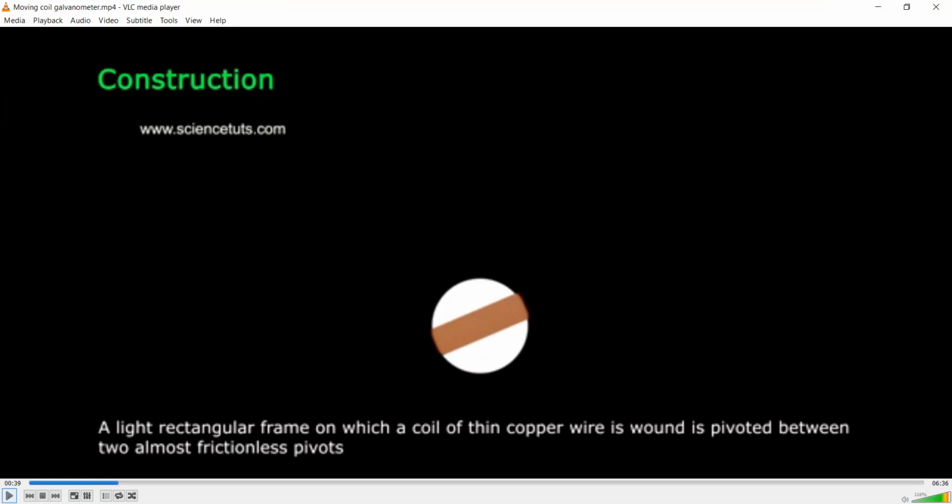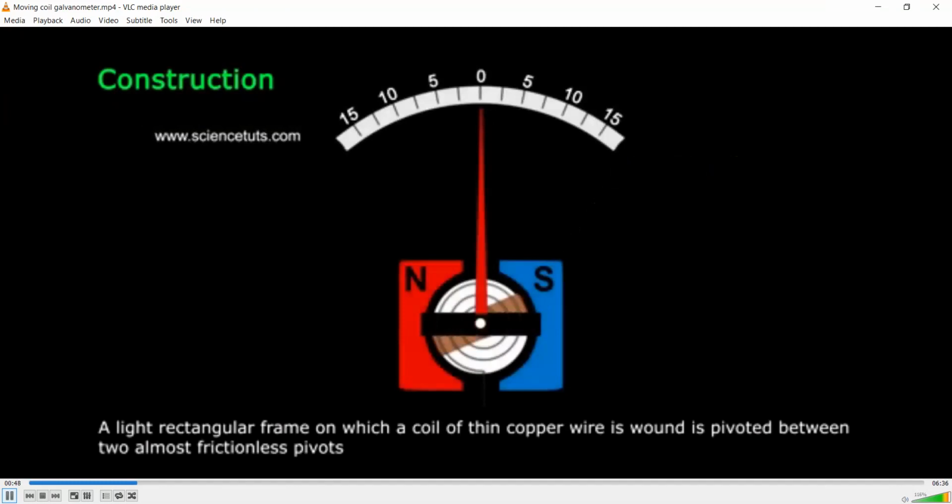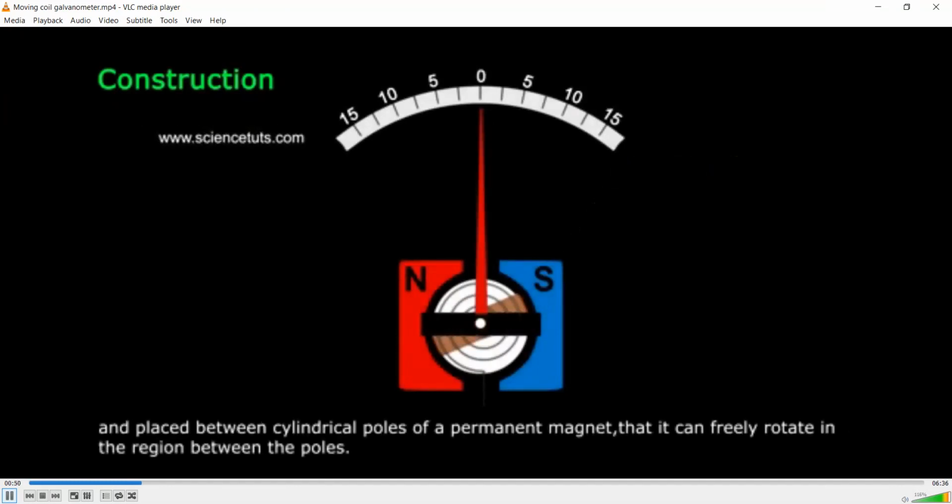Now see how it is happening, okay? The rectangular frame on which a coil of thin copper wire is wound is pivoted between two almost frictionless pivots and placed between cylindrical poles. Now, obviously, to generate the external magnetic field, you need two magnets. Those magnets are cut in the shape of a concave so that they will generate a field called a radial field. What that radial field is, we will see now. Guys, are you able to understand?